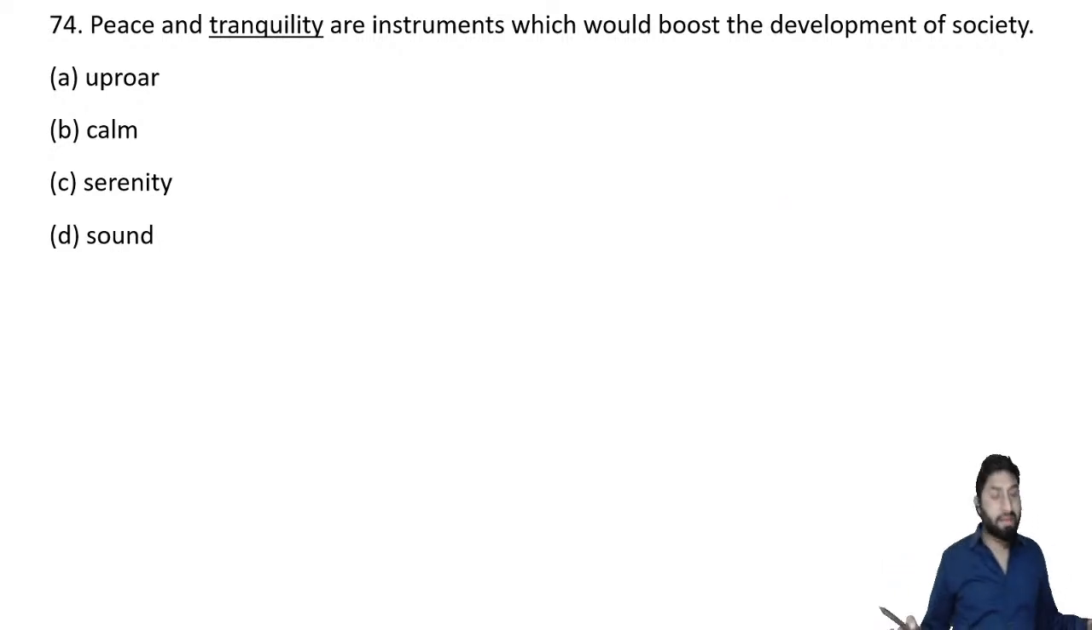Now next, peace and tranquility are instruments which would boost the development of the society. Options check कर लो, कहीं कोई wrong typing तो नहीं है. Peace and tranquility, yes. So uproar, calm, serenity and sound.